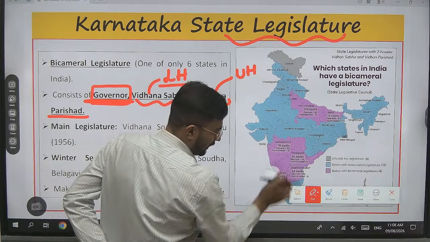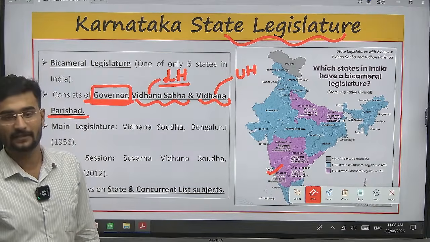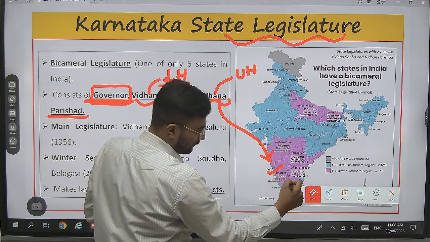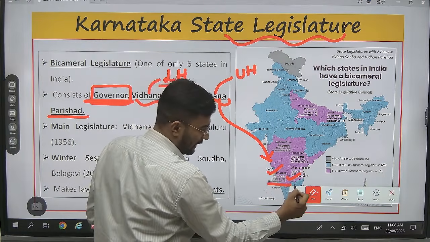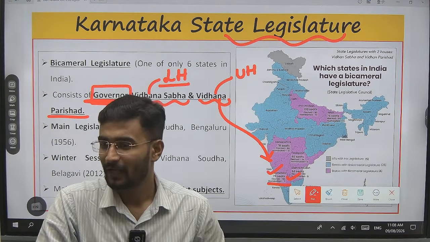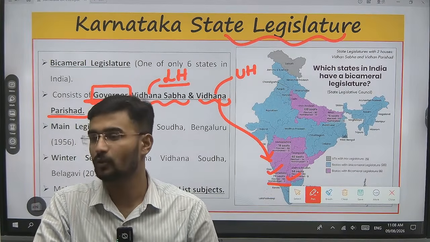Now when we are talking about Karnataka, see this, how many seats are here? It is 75 seats we have with respect to our upper house. And out of that, 64 are elected and 11 are what? Nominated. We'll see that. Nominated by whom? Nominated by the governor.